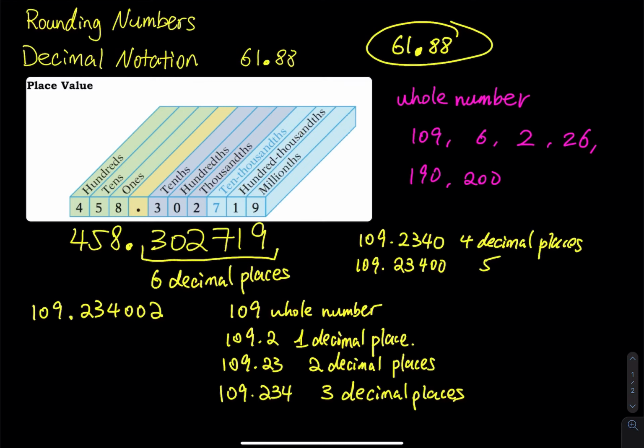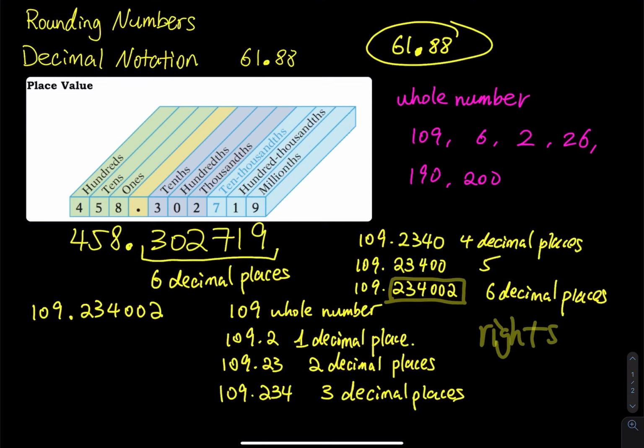How about 6 decimal places? Then you keep the 2 as well. So 109.234002. This one is 6 decimal places, because I keep 6 numbers or 6 digits on the right hand side of the decimal point. Right hand side, right? I don't count the left hand side. 6 decimal places means I keep 6 digits on the right hand side of the decimal point. Always right side of the decimal point. I don't care about the left.